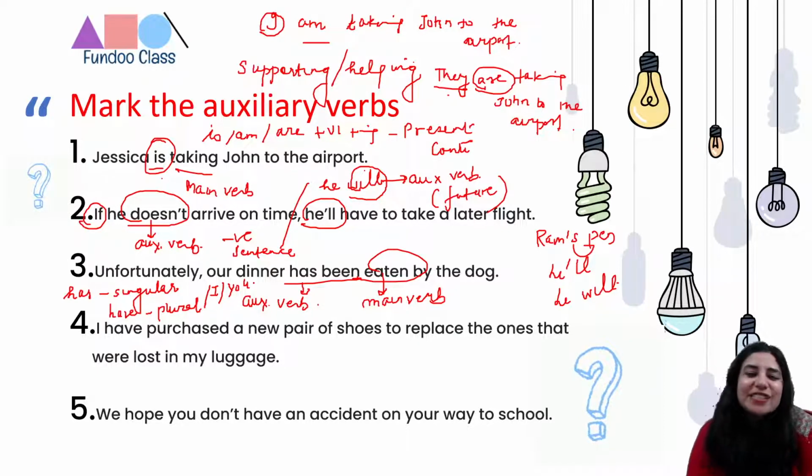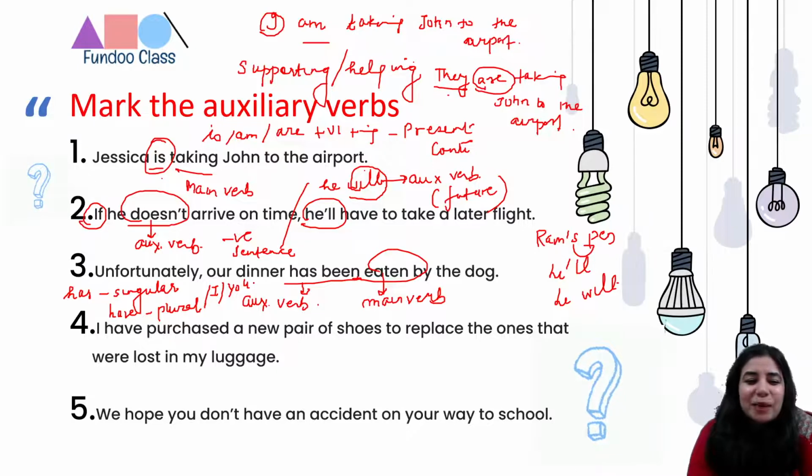So let's move to sentence 4. I have purchased a new pair of shoes to replace the ones that were lost in my luggage. Oh, that's again sad, two sad sentences back to back. That's not good. But the good thing is that she's now able to buy a new set of shoes, right?